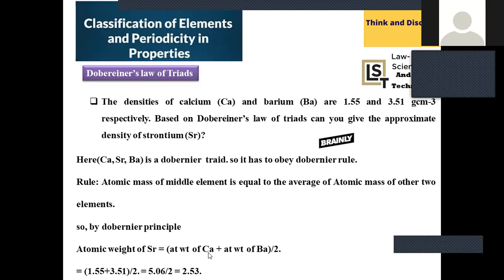In the same manner, you can extend this equation to densities. The density of calcium is 1.55. The density of barium is 3.51. So (1.55 + 3.51) divided by 2. When you take the average, what happens? 5.06 divided by 2 is 2.53. That is the exact density of strontium. The law is verified for this question.